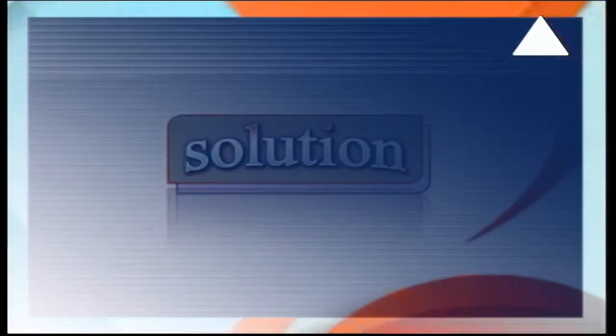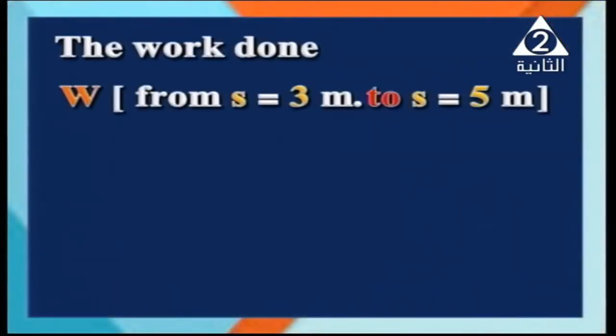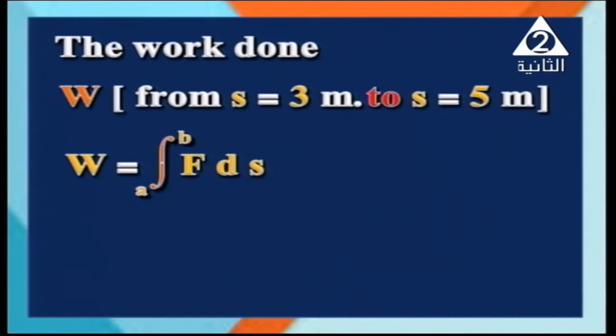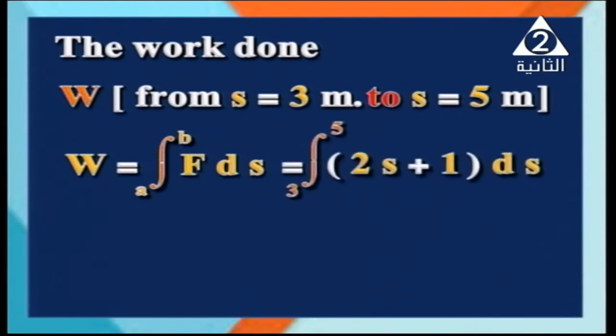My dear students, the work done from s equals 3 to s equals 5 equals, we use the rule of definite integration from A to B, F ds. What is the interval from A to B? 3 to 5. This is s. 2s plus 1, this is F, ds.